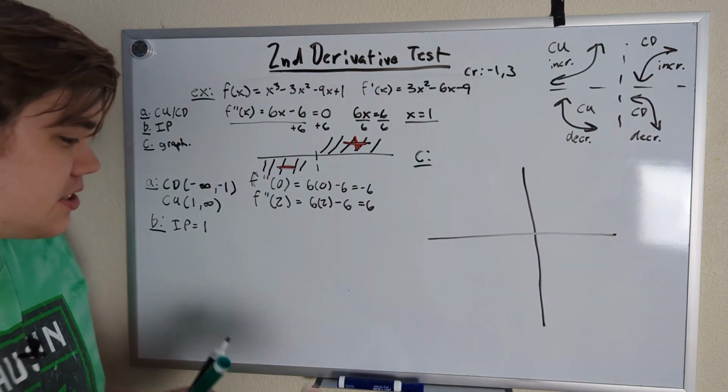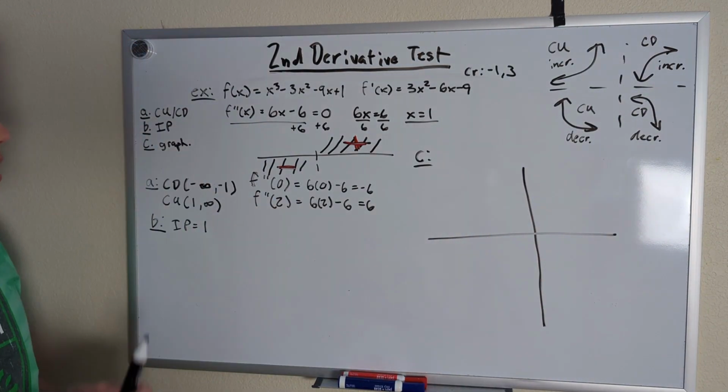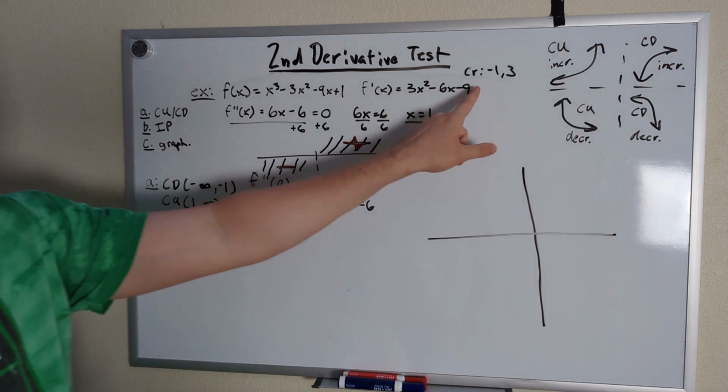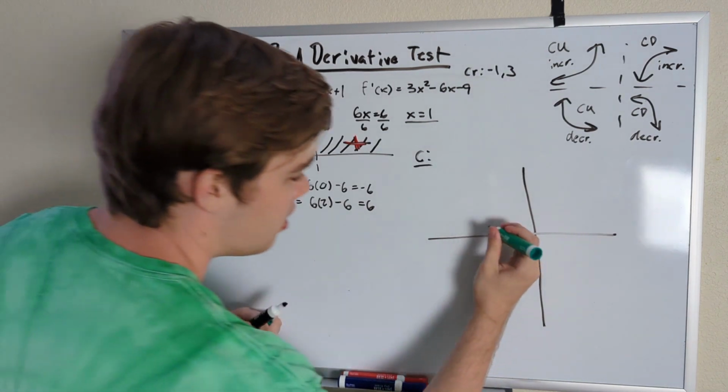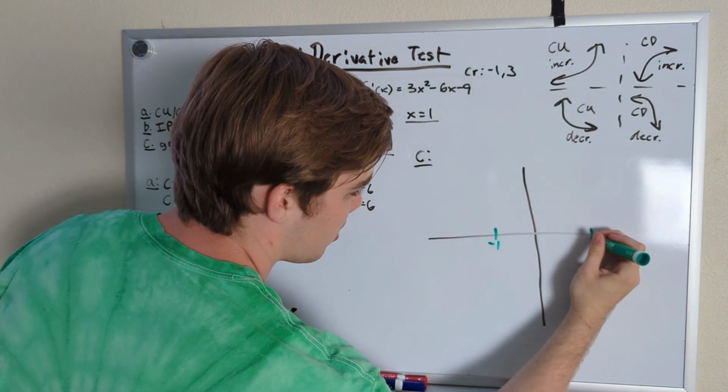I haven't used green much recently. That should be a good color for this graphing. So we're going to mark the important points. First of all, we have our critical points at -1 and 3. So here on the graph, I'm going to mark -1. We're going to mark 3 over here.